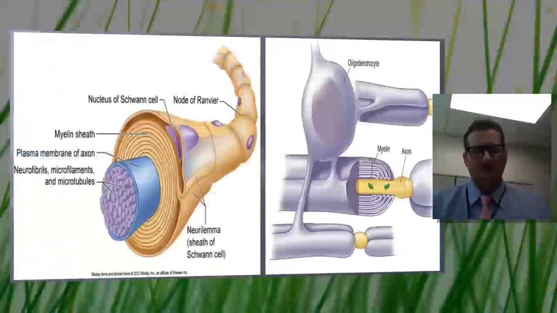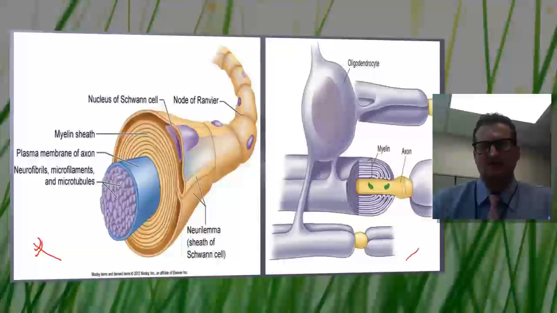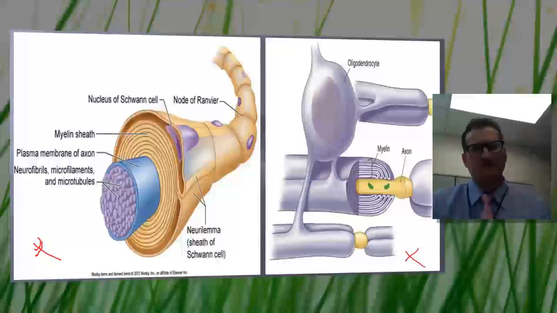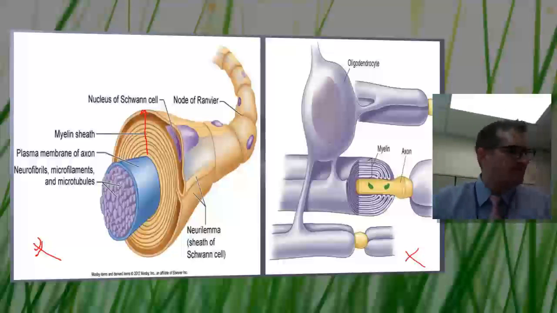In the peripheral nervous system, we have Schwann cells, which are shown here in this figure. These are Schwann cells. These over here are oligodendrocytes. Schwann cells actually wrap themselves around the axon, kind of like a cinnamon roll. They lay down multiple layers, shown here, starting in the middle and coming out towards the periphery.